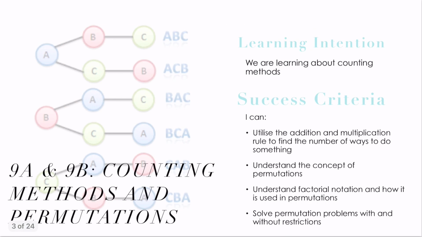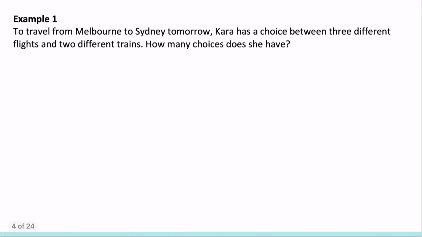So what are we starting off with today? 9A and 9B. 9A is all about counting methods and 9B is all about permutations. What you need to be able to do is utilize the addition and multiplication rule to find the number of ways that we can do something, understand the concept of permutation, understand factorial notation and how it is used in permutations, and finally solve permutation problems with and without restrictions. So before we go through any instruction, I'm just going to give you this question.